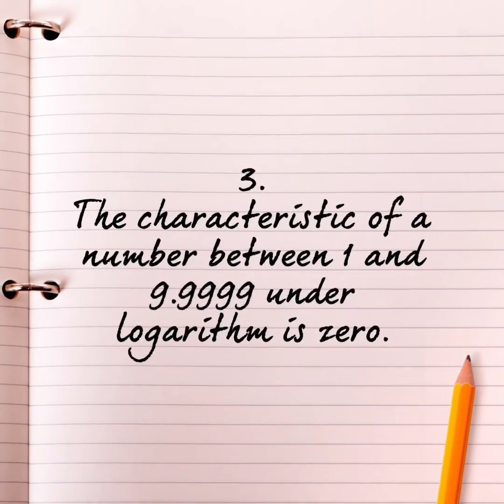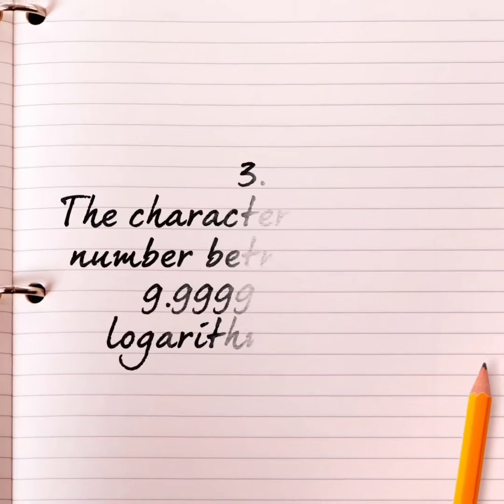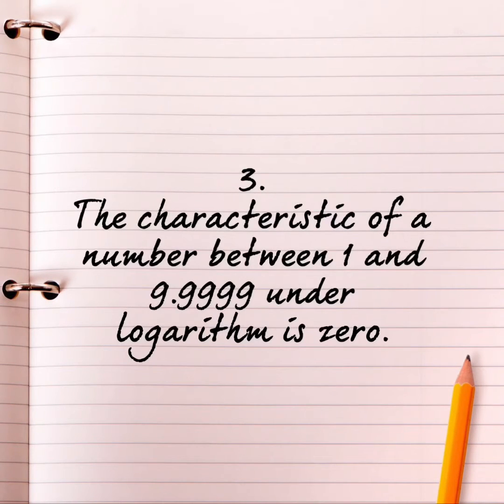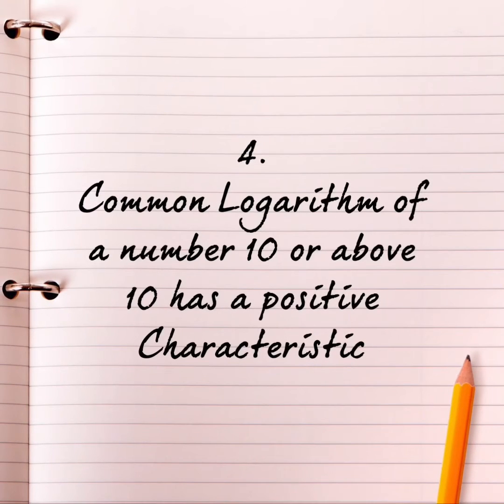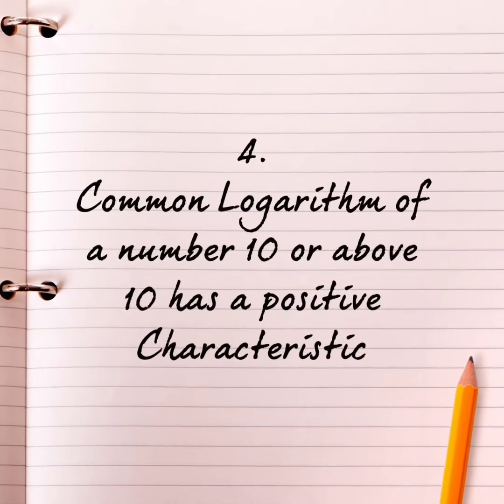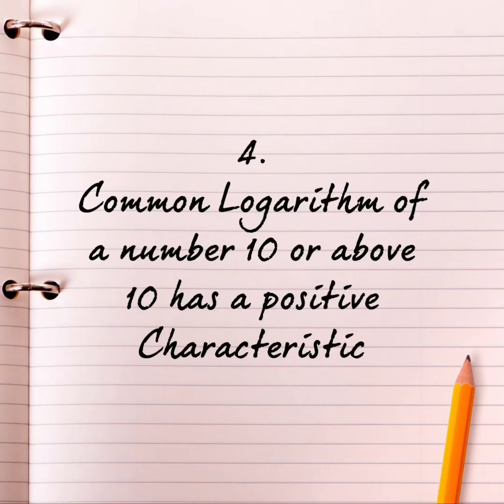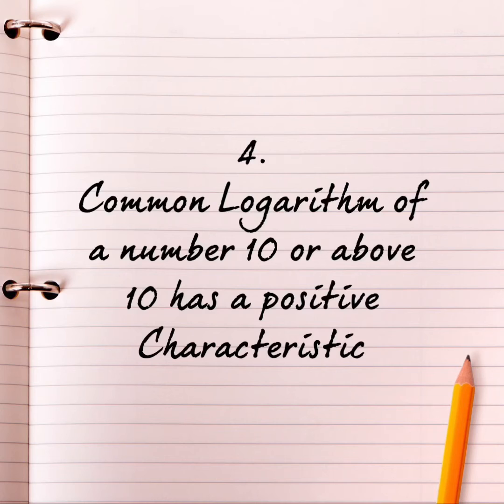The third point I want us to note is that the characteristic of a number between 1 and 9.9999 under common logarithm is 0, including 1 and 9.99999. So the characteristic is 0. The fourth point to note here is that the common logarithm of a number 10 or a number above 10 has a positive characteristic. So when you have a number 10 or above, its characteristic is positive.